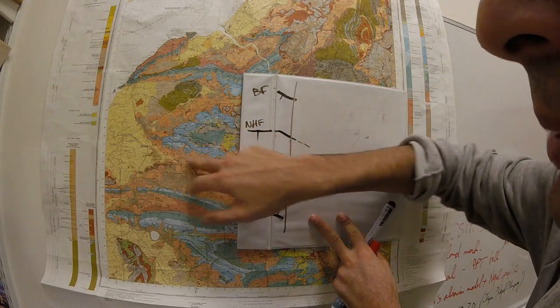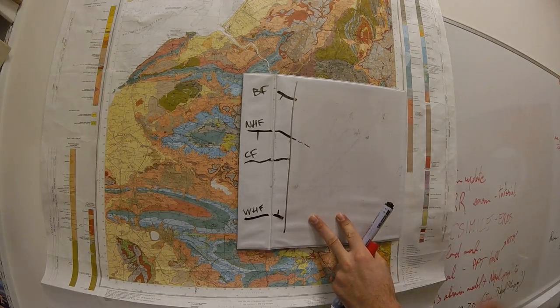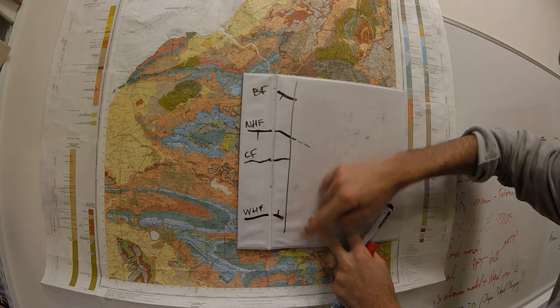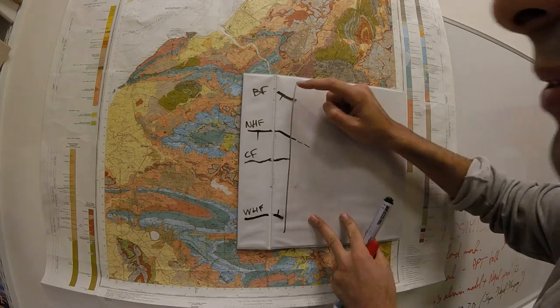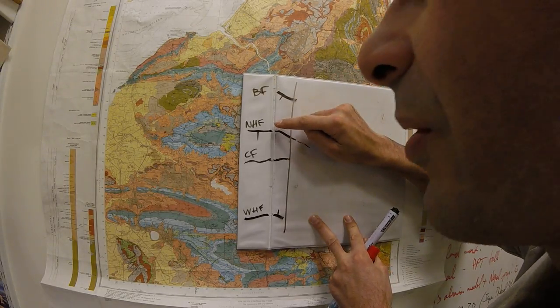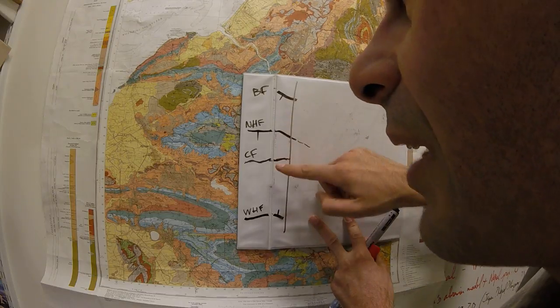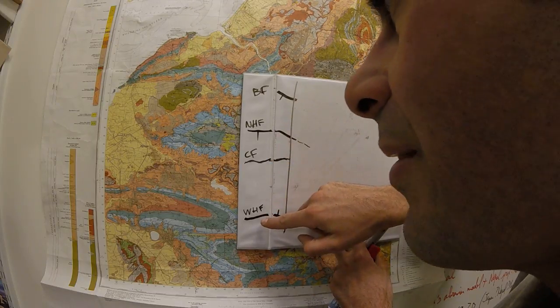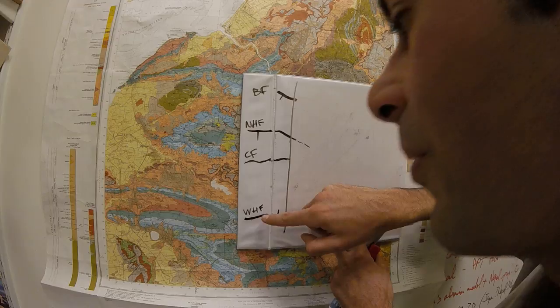We are now zooming back into that zone where we've got the fault. What I try to represent here is the line of section, and we've got the different faults. We've got the Brockley fault here, the North Hill fault, the Cleve fault here, and the Rington Hill fault here.